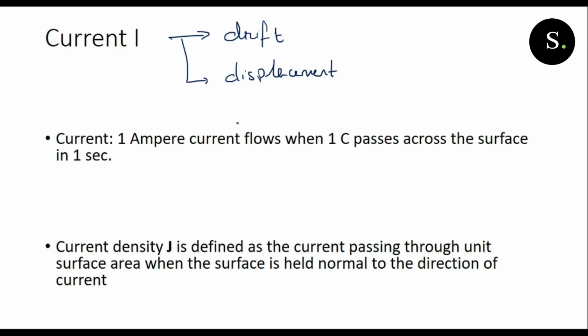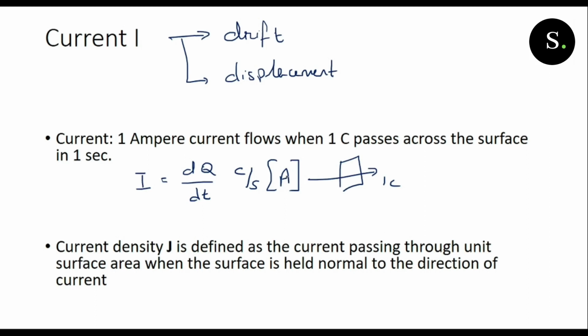Okay, so we say that 1 ampere of current flows when 1 coulomb of charge passes through a surface in 1 second. So imagine a surface with 1 coulomb of charge flowing in 1 second. You say that you have 1 ampere of current. With this definition, we can mathematically express the current as the rate of change of charge, expressed in coulombs per second, which we define as amperes.